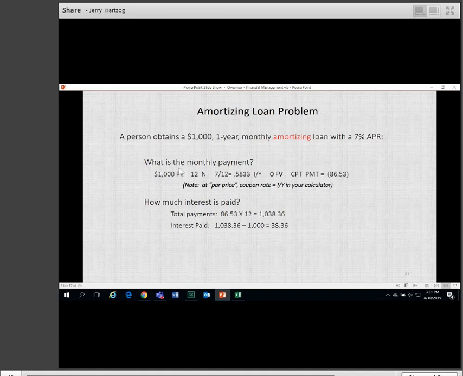And like bonds, they could give you any 4, and then you solve for the other one. For instance, they might give you the payment and ask you to solve for the present value. Another way to look at it is how much interest is paid. Well, if we're going to make 12 payments of $86.53 each, our total payments are $1,038.36. The loan was for $1,000, that's the principal we repaid, so the interest paid is $38.36.